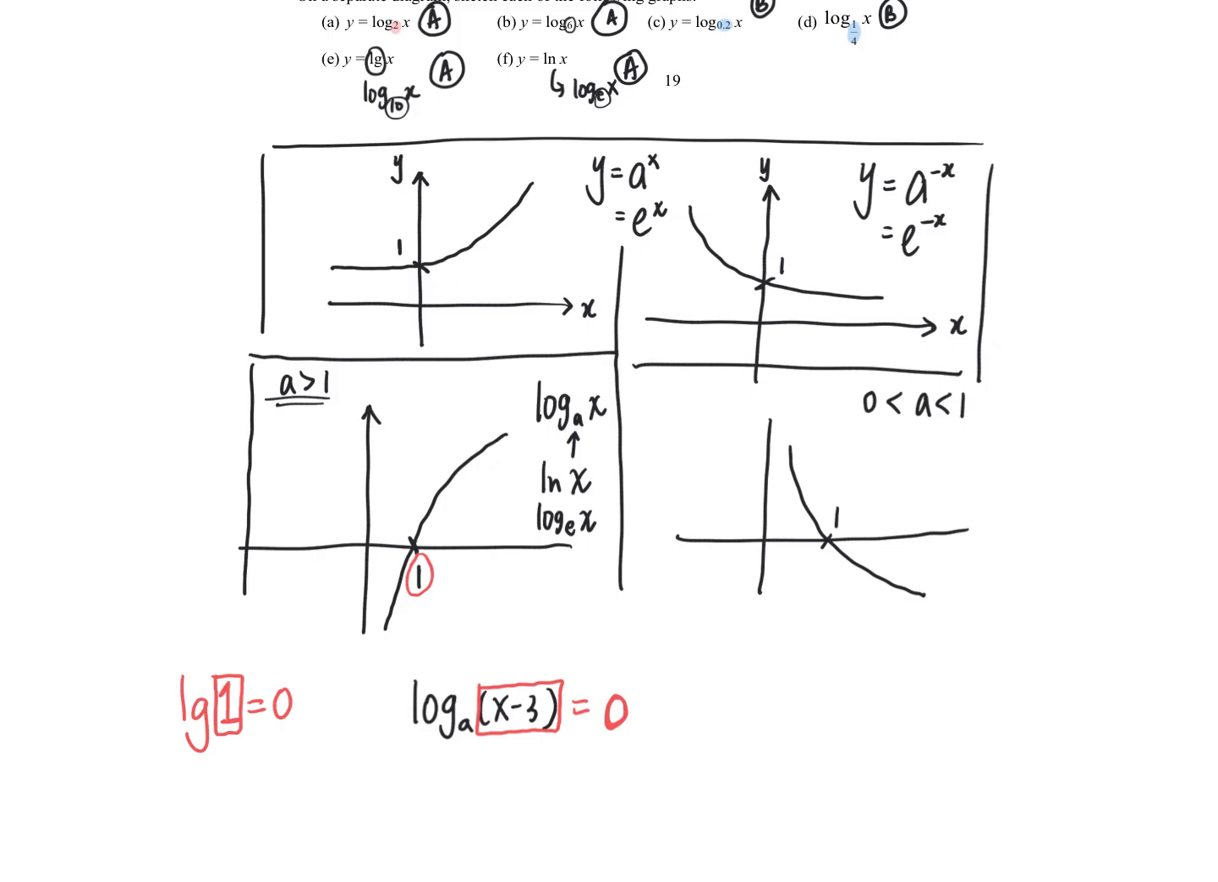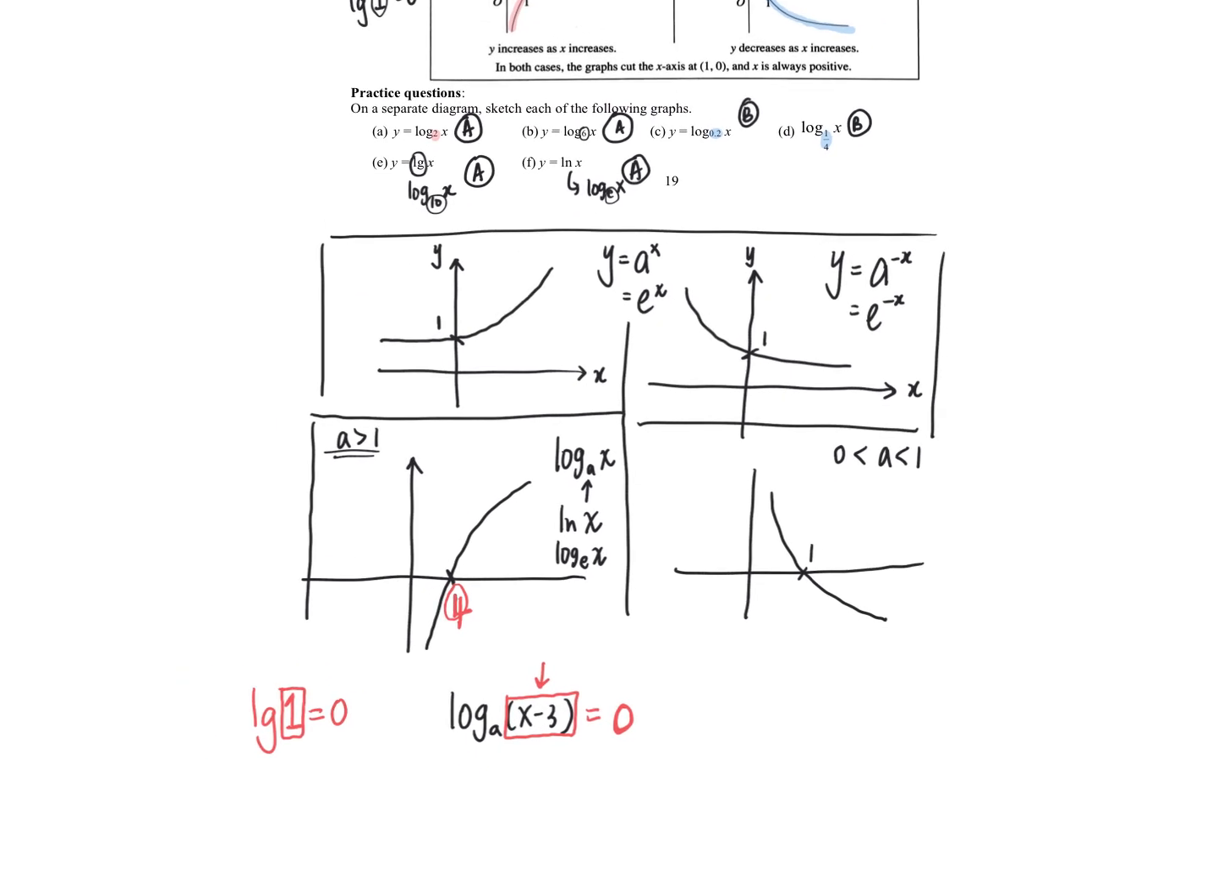So that means that the line will intersect at 4. So if this is the graph they ask you to sketch, then this value here must be 4. Because it's only when it's 4, it's log 1. That's why it cuts the x-axis. The expression inside cannot be 0. It must always be greater than 0, positive. Okay, so that's the graph.